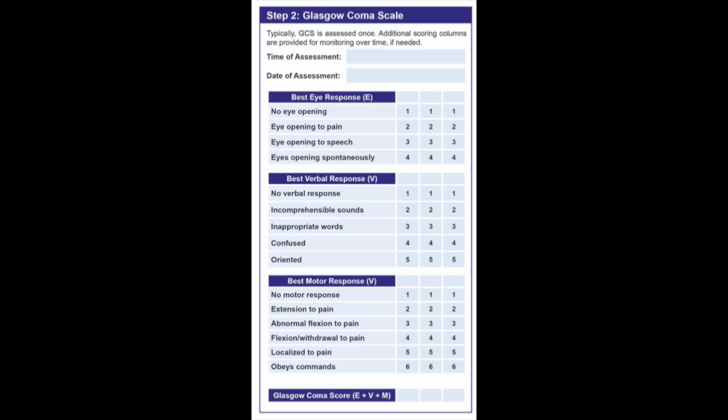The Glasgow Coma scale is important as a standard measure for all patients and can be repeated over time to monitor deterioration of consciousness. You will need to put the time of the assessment, the date of the assessment. For our patient, he was able to open his eyes spontaneously, receiving a score of 4. He was also oriented, receiving a score of 5. And he was able to obey commands with a score of 6, making his Glasgow Coma scale a 15.